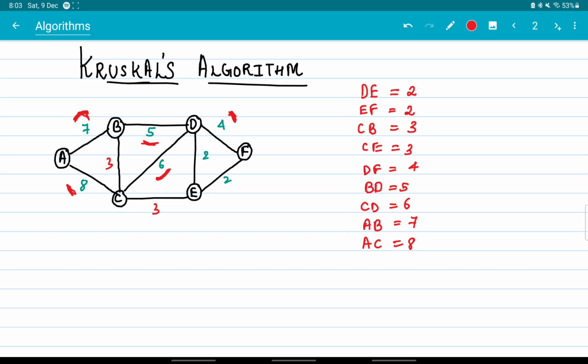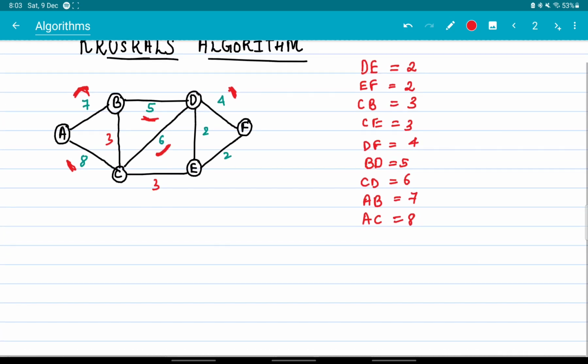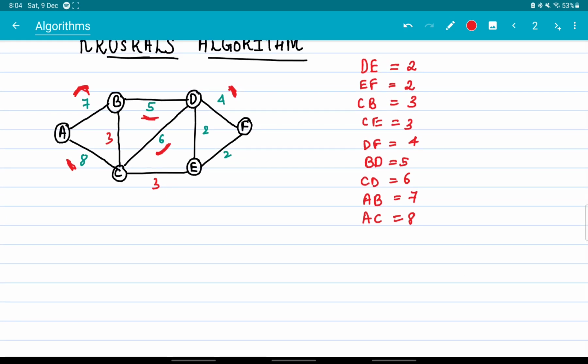Now I'm supposed to connect these edges and put them into my minimum spanning tree formation. So that's how you'll get a minimum spanning tree. But while you're forming it, you should make sure that you don't get a cycle. Now, what do I mean by cycle?